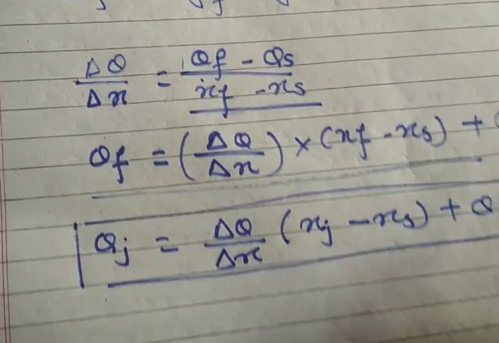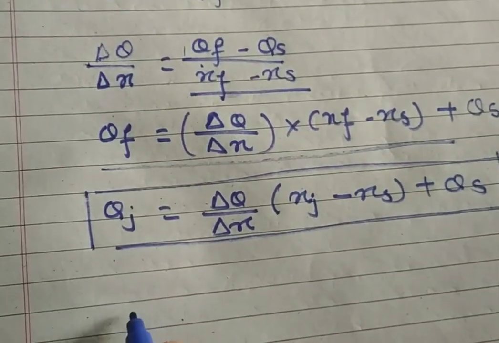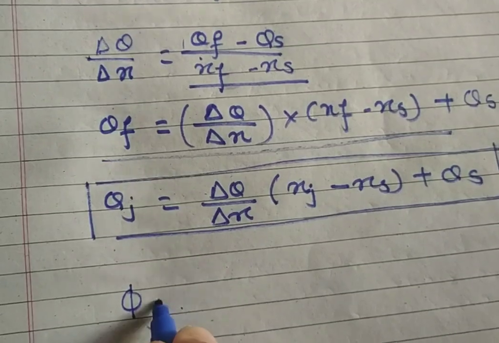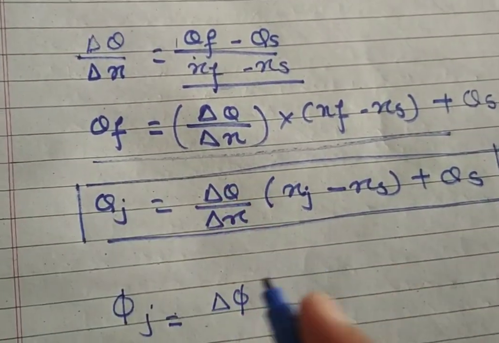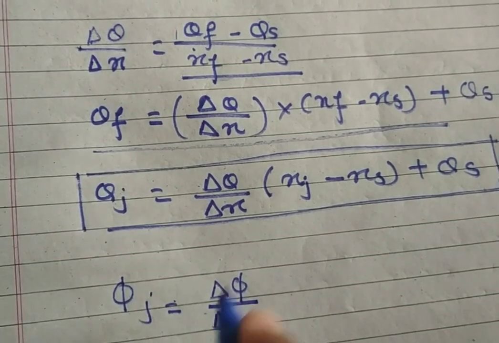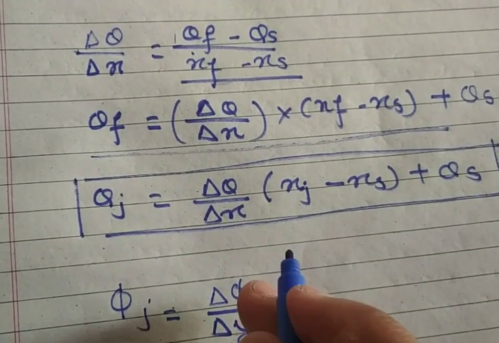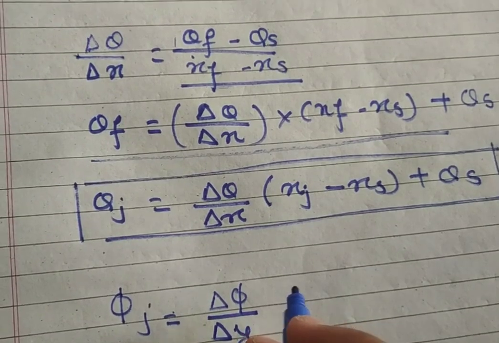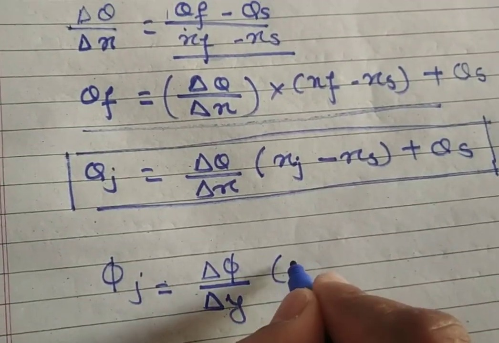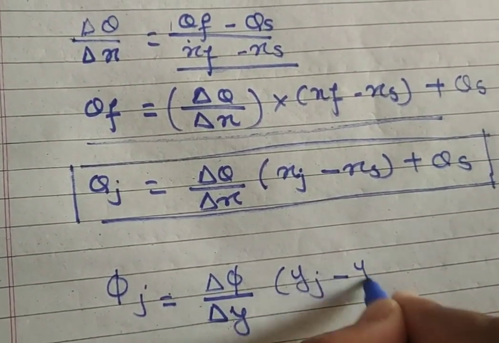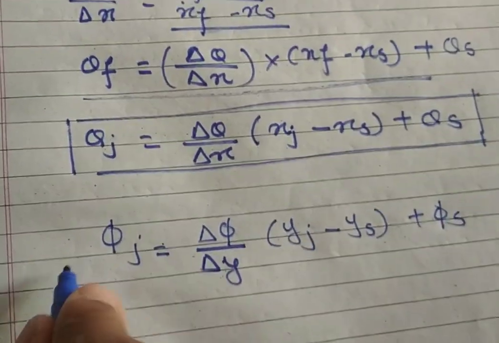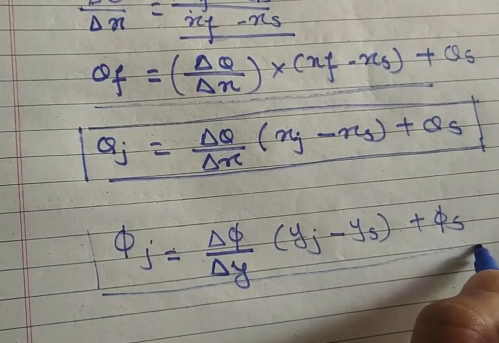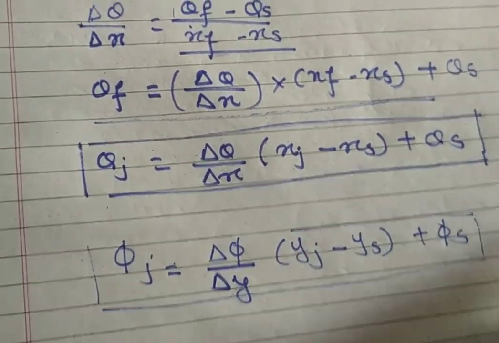And similarly we can write phi j is equal to delta phi, only instead of theta we need to put phi, and instead of x we need to put y, because phi is the analogy of y. Okay, again this is very important that we are going to use while solving the Chebyshev equation.